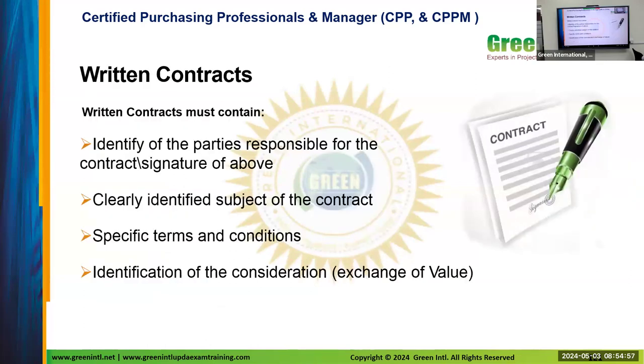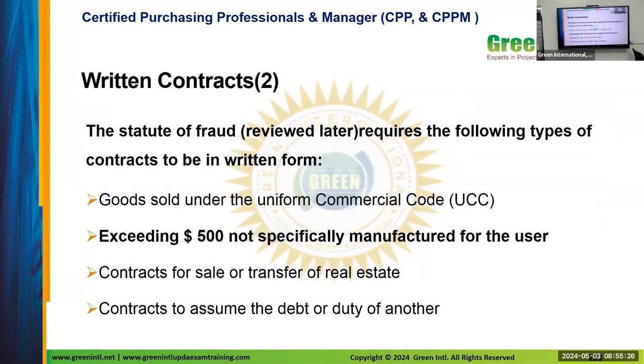Written contracts. A written contract must contain identification of the parties responsible for the contract, signatures of the above, a clearly identified subject of the contract, specific terms and conditions, and identification of consideration. So the key elements of a written contract are to identify the parties, what consideration has been provided, what the subject or objective of that contract is, and the necessary terms and conditions.